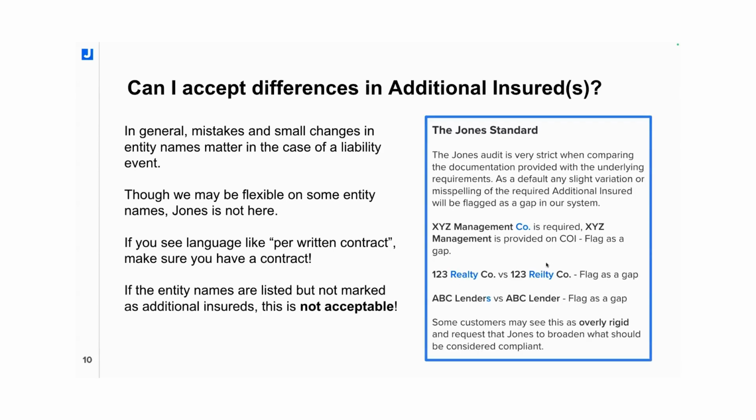Here's our standard with entities around additional insured. So this is typically what we recommend people use as standard. This is our standard. But some customers may be a little bit more flexible, less flexible, depending on their internal policies. This is, again, our standard, and we tend to be pretty strict on this. If you do have a claim come up, you want to make sure that what you have on the COI does match what your entity name is, as this is important in that case.